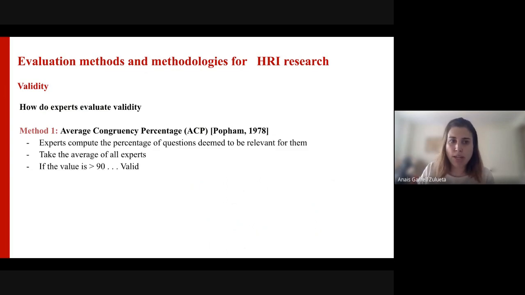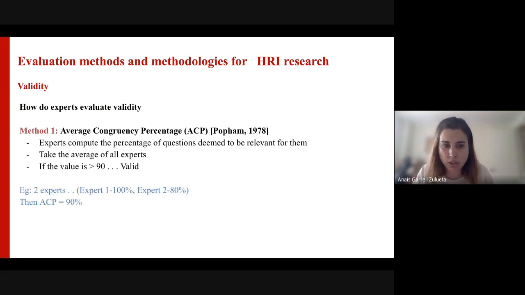Many methods. The first one is the average congruency percentage. It's very easy. You need to have a panel of experts on HRI, okay? And give the questionnaire to those experts. Okay? So if they agree 90%, it means that the questionnaire is valid. If not, it means it's not valid. Okay? For instance, we have one expert that gives us 100% of validity. So all the questions are okay. But the second one gives us an 80%. So the mean is 90%. It means that basically it's valid.